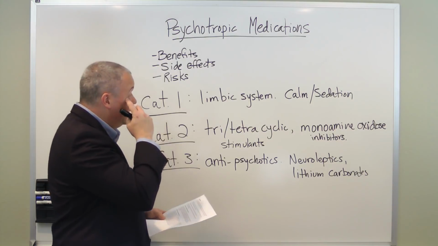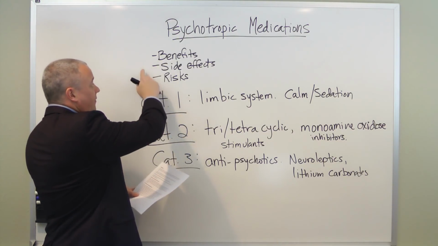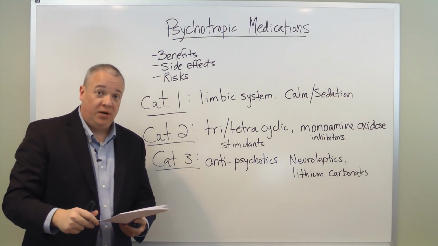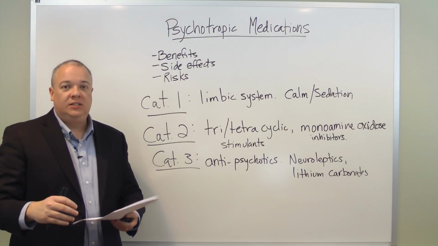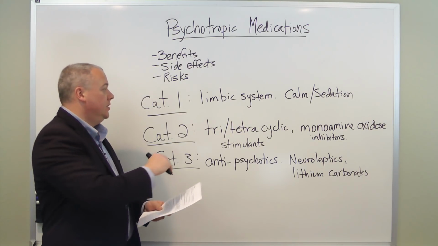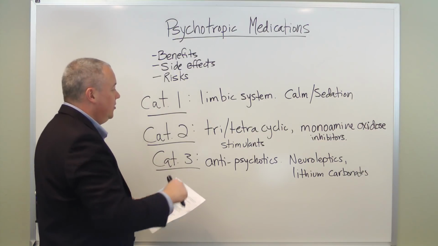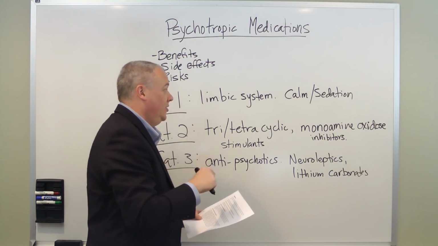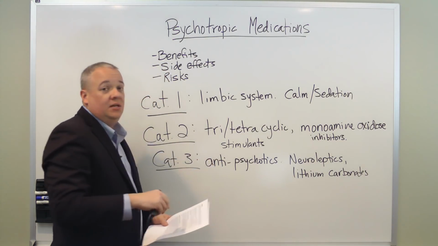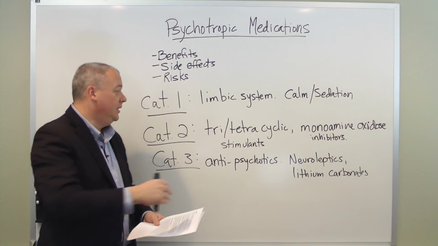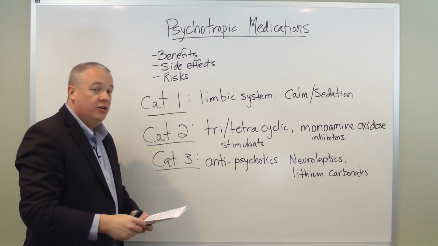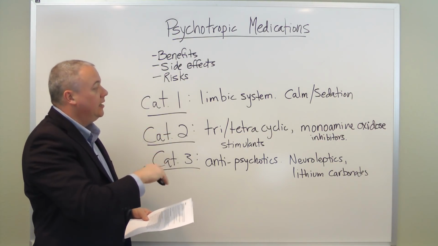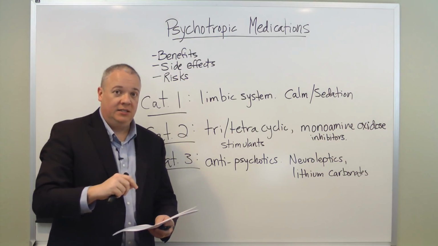So that's category 1, fairly minor, and yet there are benefits, side effects, and risks with each one. Category 2 treats major depressive disorders, and they include all the standard antidepressants. Category 2 includes all the tricyclic and tetracyclic medications, the monoamine oxidase inhibitors, and stimulants. When we talk about treating severe depression, sometimes stimulants can be very useful in that regard. So category 2, major depression: the tricyclic, tetracyclic, monoamine oxidase inhibitors, things like this.